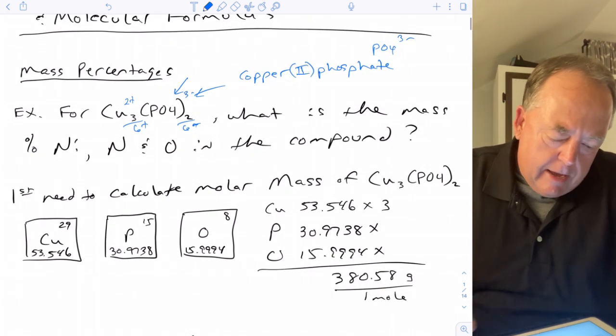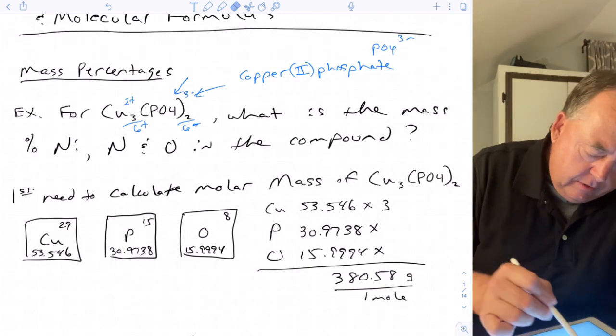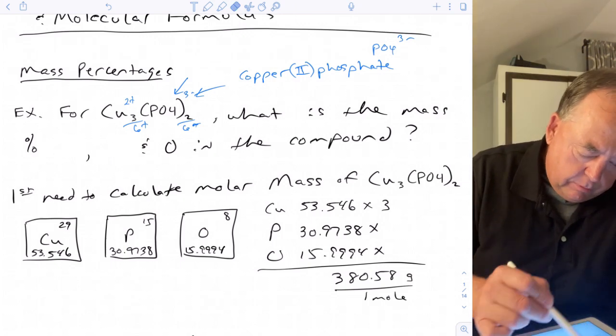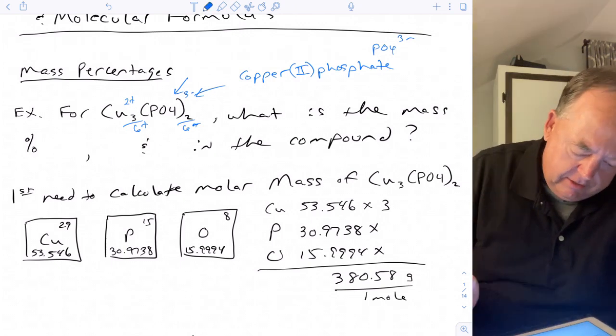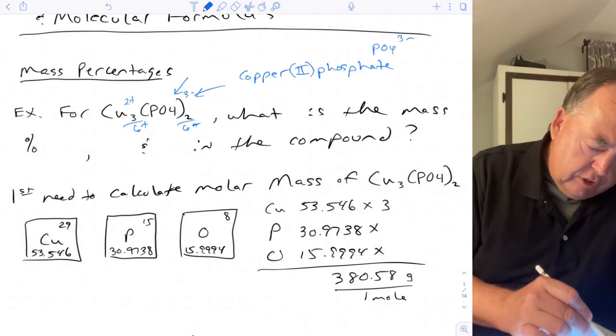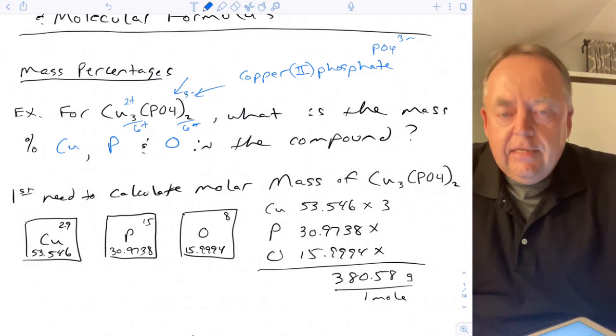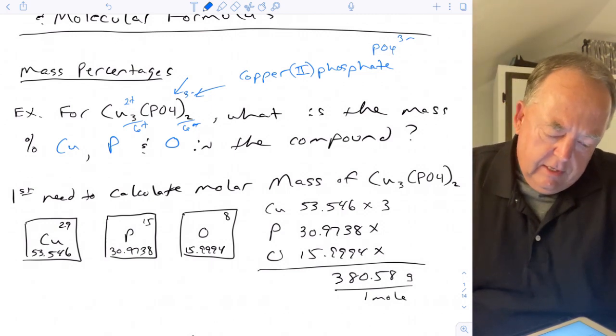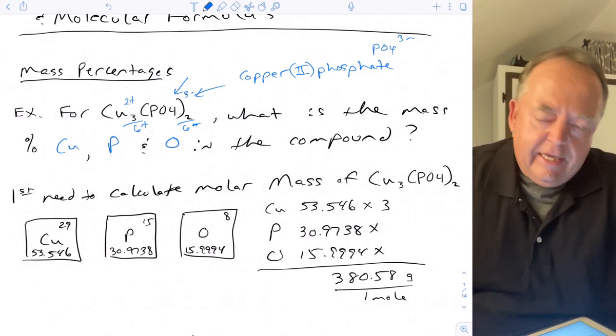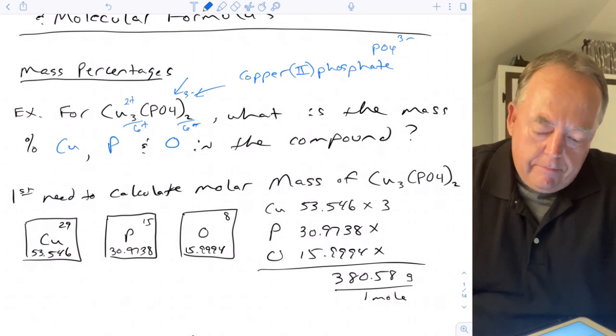Okay, so what is the mass percentage? Sorry, I changed the problem but forgot to change all of that. So what is the mass percentage of copper, phosphorus, and oxygen in the compound? If you want to do that, then first you need to calculate the molar mass of the compound.